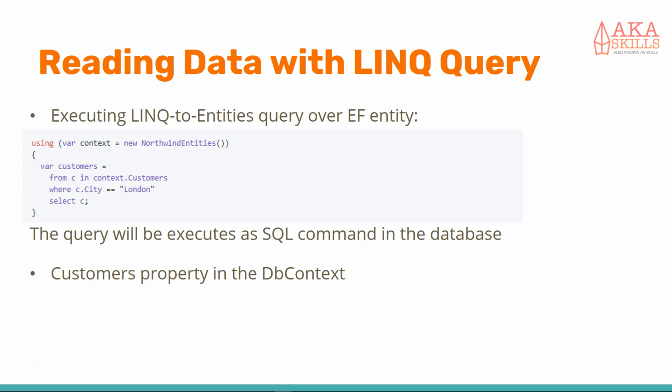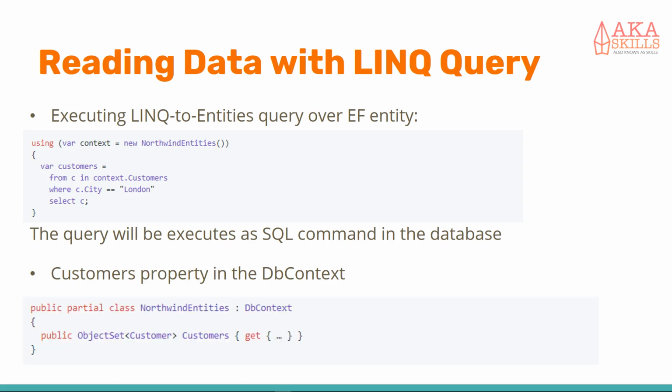So, the Customers property in the DB context, here is how it looks. We've got NorthwindEntities, our class, which inherits DbContext. And here we're saying public ObjectSet of the Customer model and the name Customers. After that, we're giving get and set. We can use ObjectSet, but the preferred one is to use DbSet.